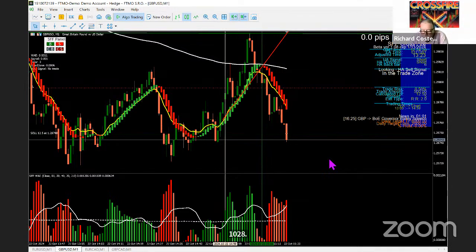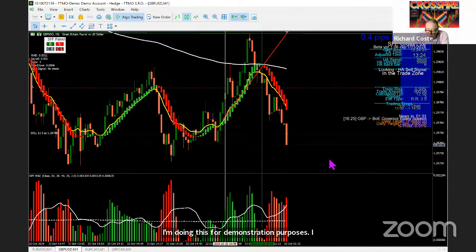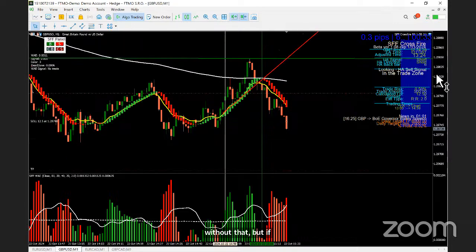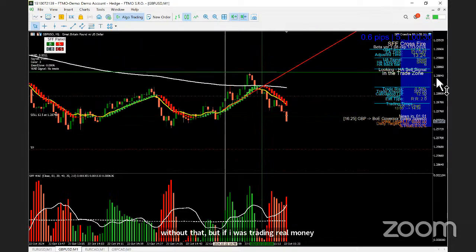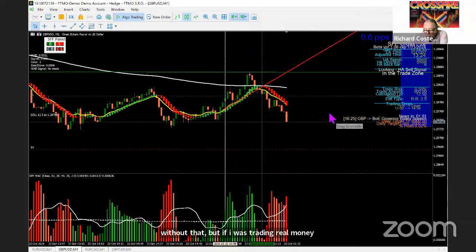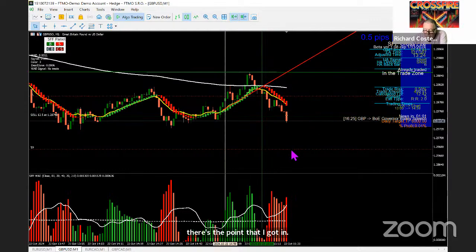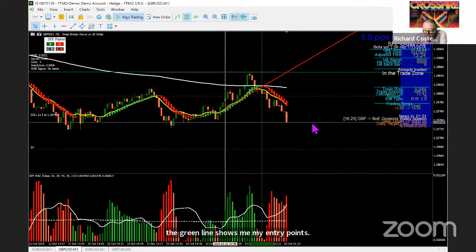I wouldn't necessarily get in without that if I was trading real money, but this allows me to demonstrate. So it's got me in. There's the point that I got in. The green line shows me my entry point. The red line shows me my take profit target. And the second red line shows me my stop loss target.